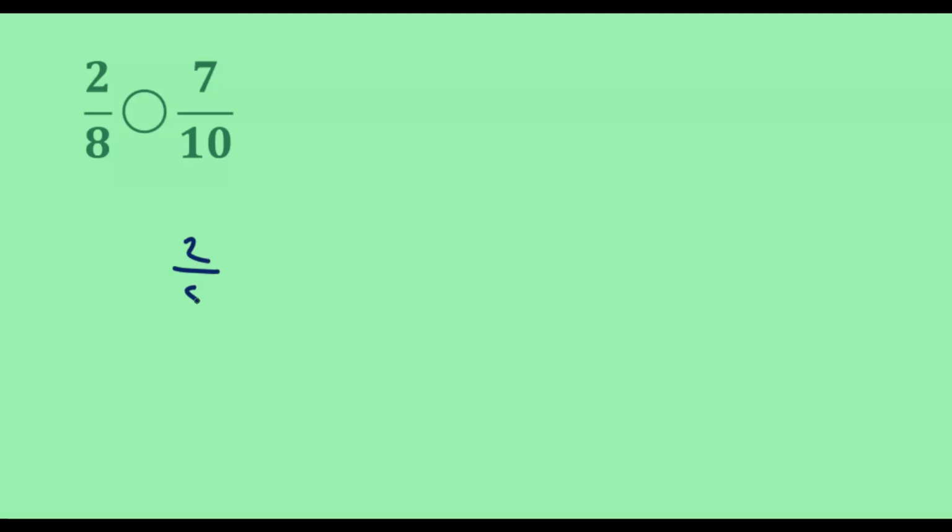So we have 2 over 8. What we need to do is change 8 to 40. How do we do that? We do that by multiplying 8 by 5. And we want an equivalent fraction, so we multiply the numerator by that same number. So what do we end up with? We have 2 times 5, that is 10, divided by 8 times 5, that is 40.